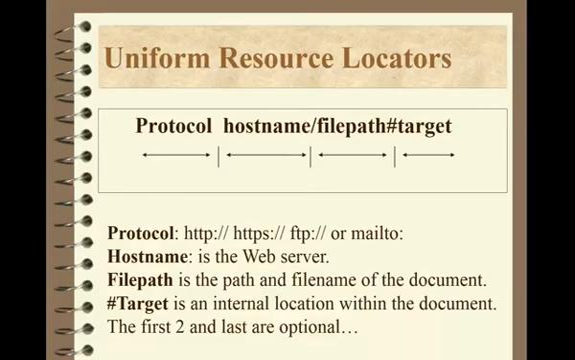URLs have these parts: the protocol, the host name, the file path, and a target. And not all of these are required. The protocol can be HTTP colon double backslash, which is a regular web. It can be HTTPS colon double backslash, which is the secure version of HTTP. And then it can be several other older or different types of protocols.